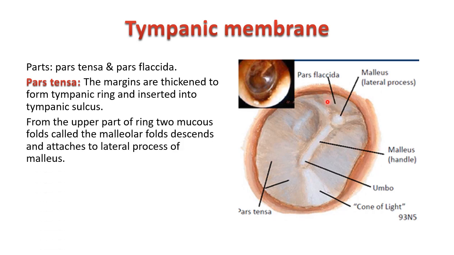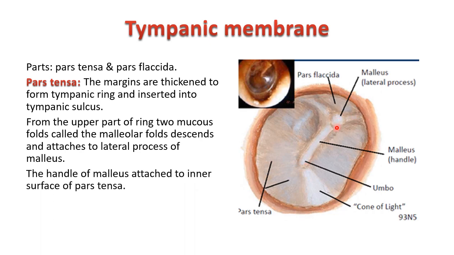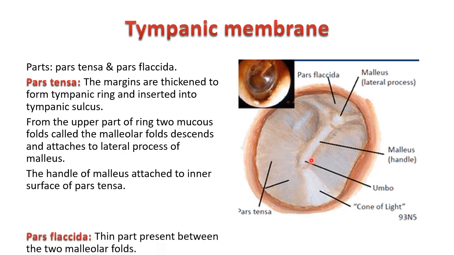Okay, so from the upper part of the tympanic ring, two mucus folds are called the anterior and posterior malleolar folds. The anterior and posterior malleolar folds attach to the lateral process of the malleus. This is the handle of malleus. Okay, so the handle of malleus is attached to the inner part of the pars tensa, and that produces the maximum convexity called the umbo.